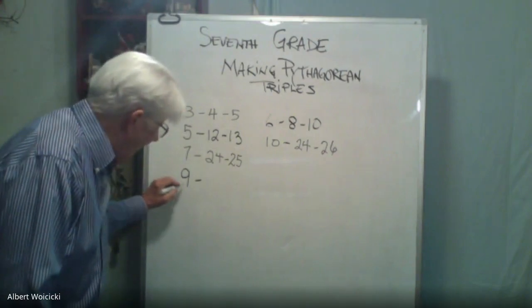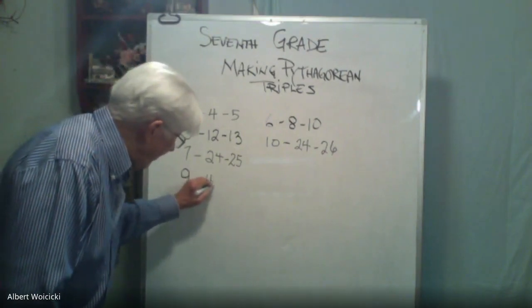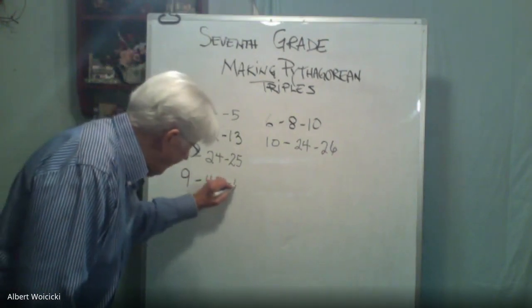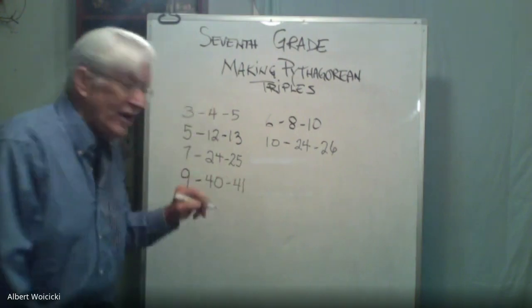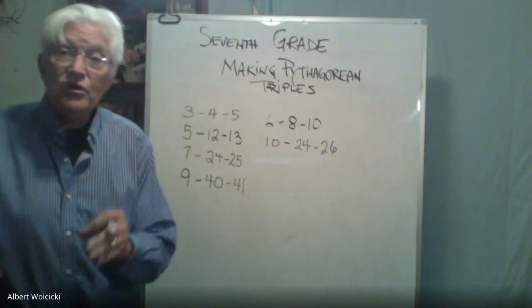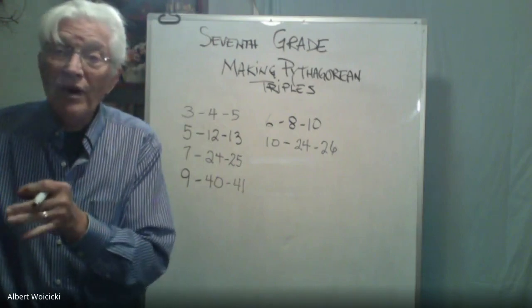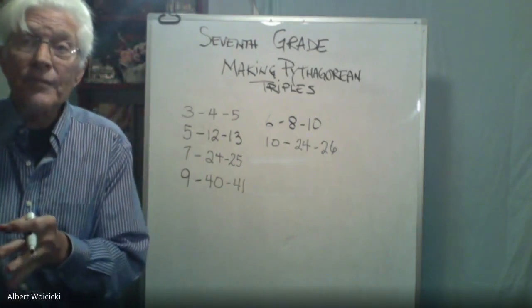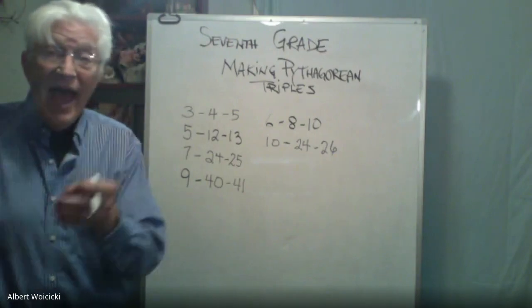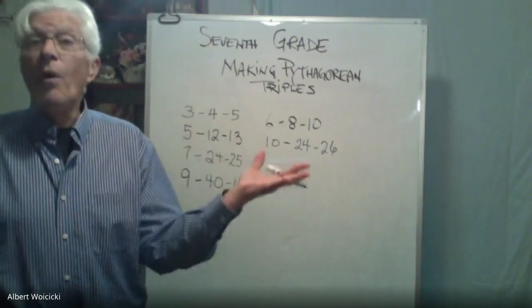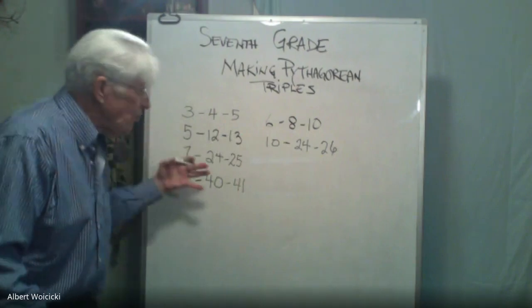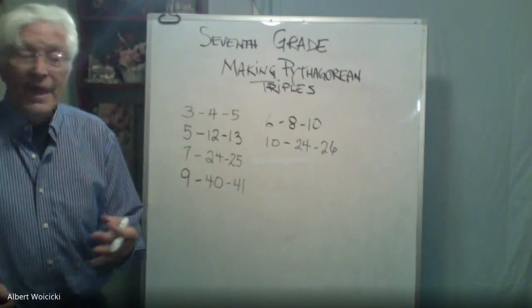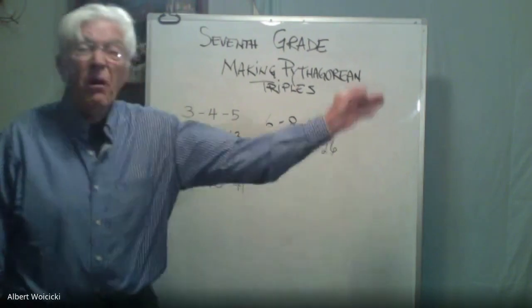So if it's 9, this is going to be 40 and 41, because 9 squared is 81. The other two have to be 40 and 41 because they add up to 81. They're one apart and they add up to 81. What a beautiful pattern. And then there's any multiple of these.